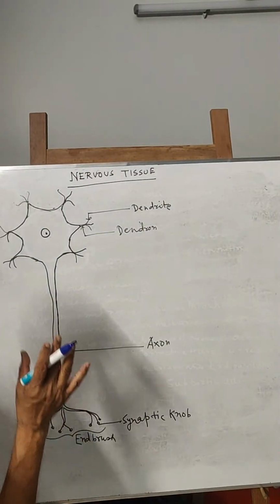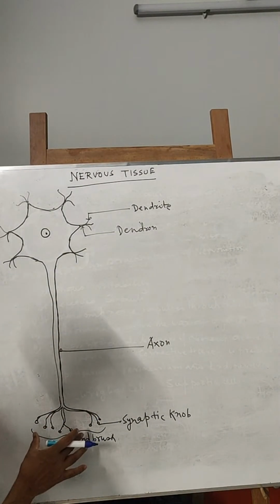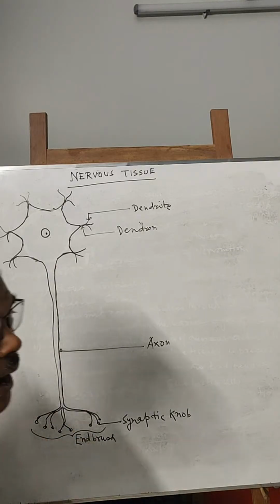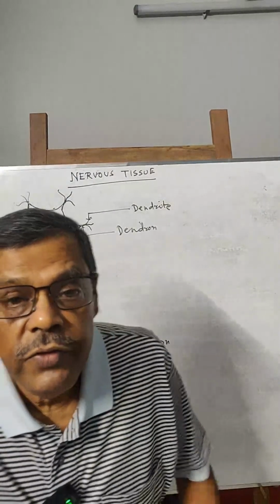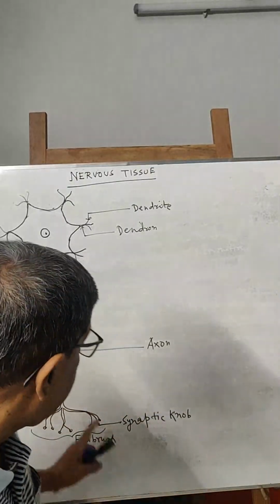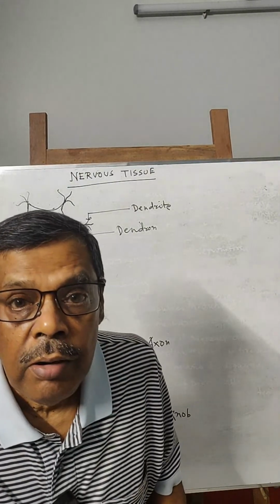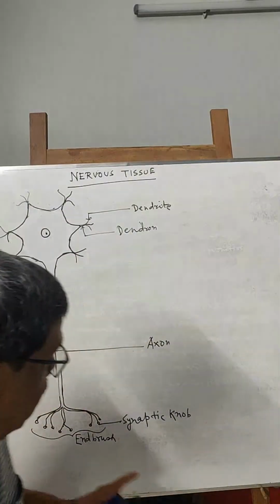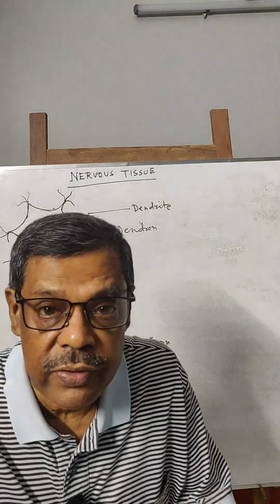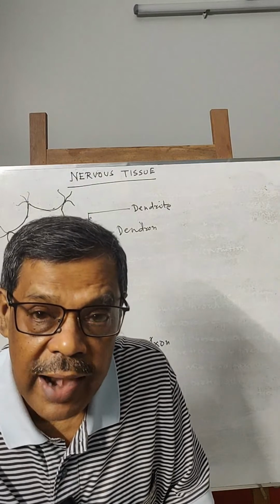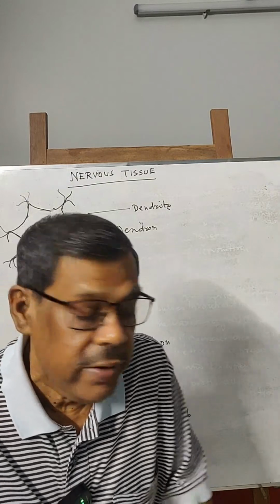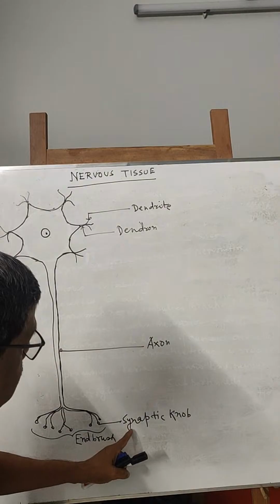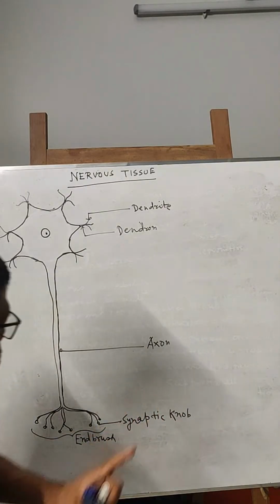Next, the telodendron, the end part of the axon, is divided. The end part is naked, where no myelin sheath is found. This part is divided into several branches, and at the end of these branches there is a knob-like structure, which is called synaptic knob.